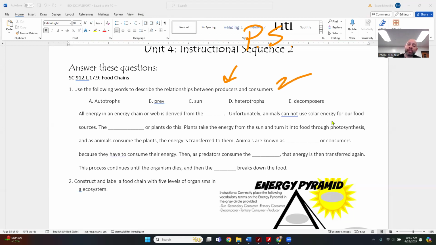Consumers then would be our individuals that have to consume or eat other organisms to get their energy. These guys make up the majority of the different organisms that are not plants and the rest of our producers. Let's see what we've got here. All energy in an energy chain or web is derived from the sun.